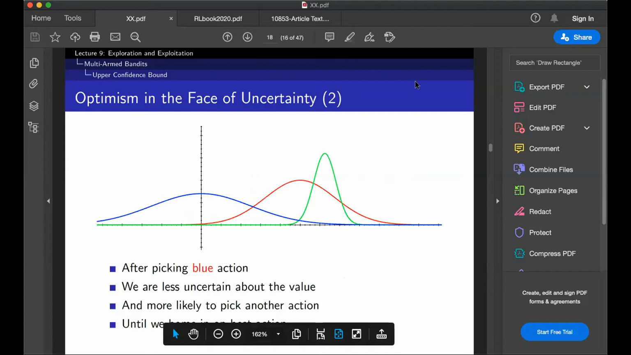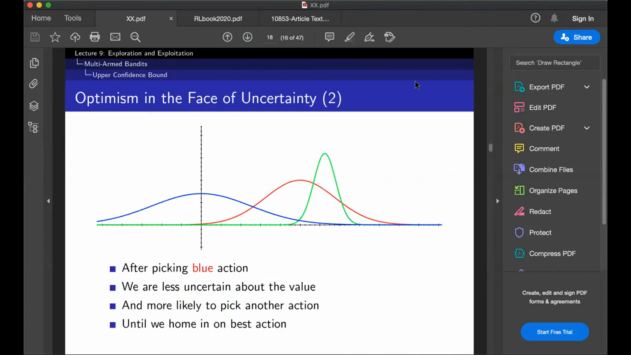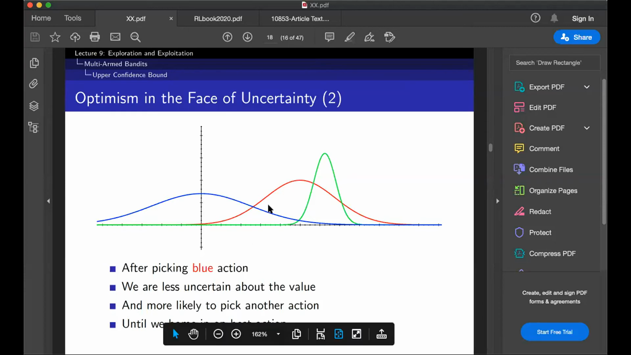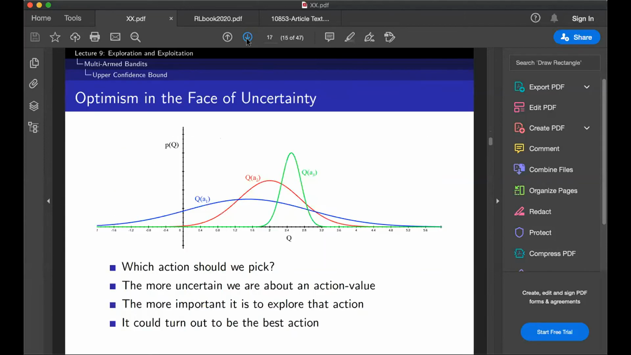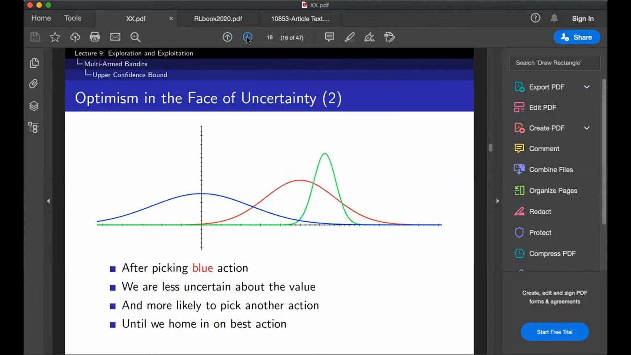Okay, so this is one slide that was not there in the lecture, but the idea is what happens when you pick the blue action. We are less uncertain about the value. Yeah, so now this is the first slide. And then in the second slide, what it means is we picked A1 again, and now the A1 curve shifts a little bit more to the left. And because it shifts a little bit more to the left, we are less uncertain about the A1 value, and we are more likely to pick another action, because look at this here.